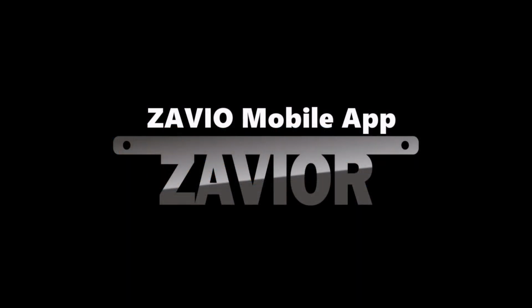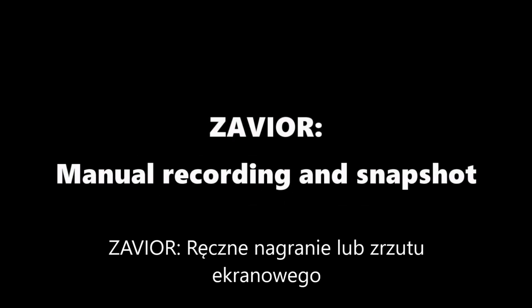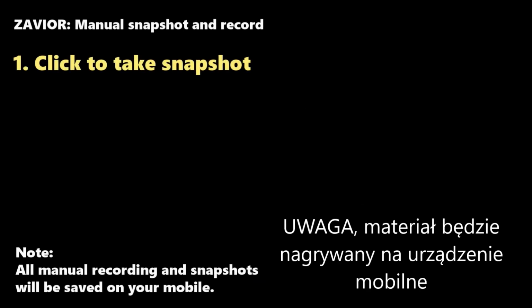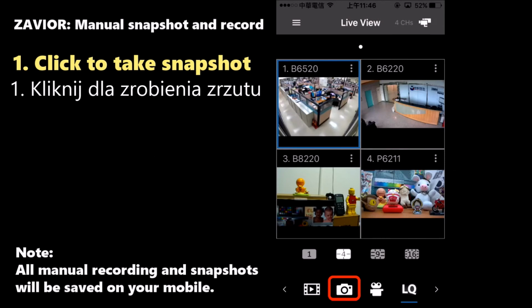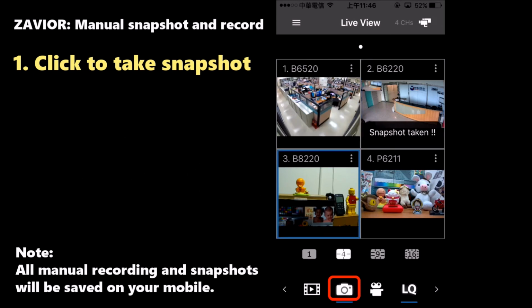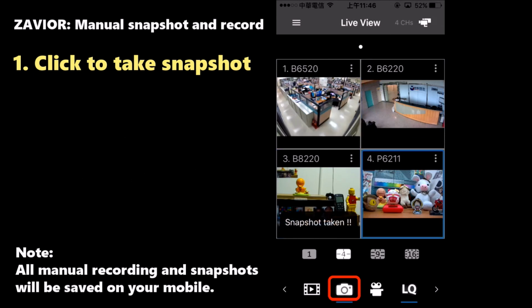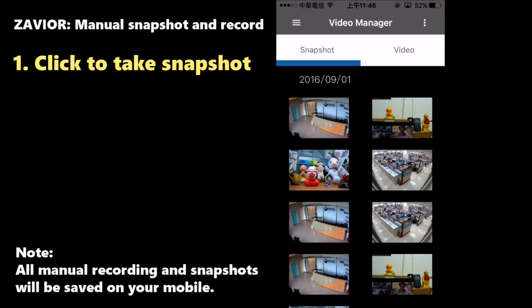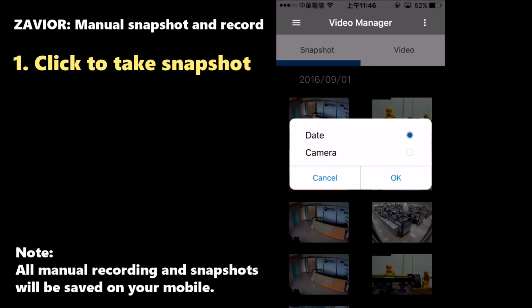Finally, we're taking a look at ZAVIOR's recording features. With ZAVIOR, you can record video and save snapshots on your mobile phone. In order to take a snapshot, select the camera in a live view and then click on the camera icon on the bottom of the screen. Open up the Video Manager in order to play back the saved snapshots.